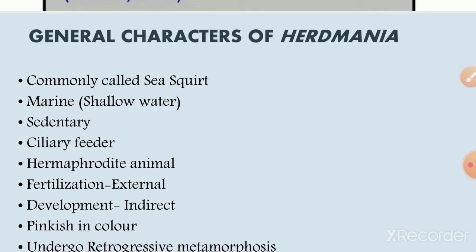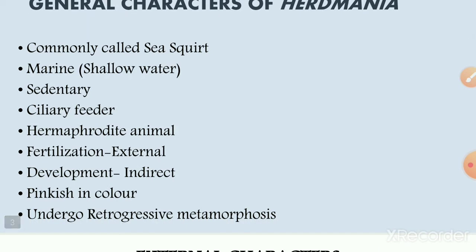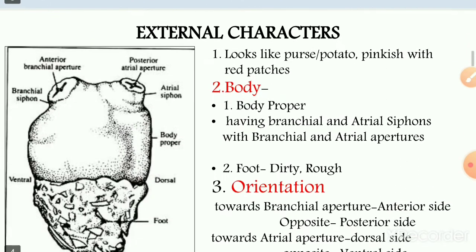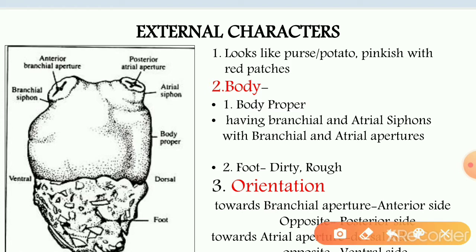It is pinkish in color and it undergoes retrogressive metamorphosis. Retrogressive metamorphosis means its larva is more advanced in comparison to the adult. So the more advanced larva changes into a less advanced adult. Now the external characters. The shape looks like a purse or potato and it has a pinkish color with red patches.